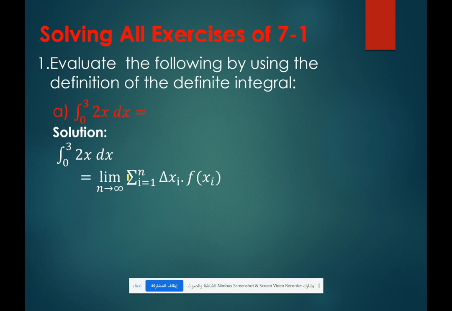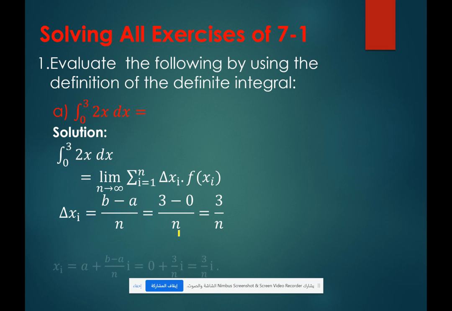To use it, you are going to start by finding the width of this rectangle using the following rule, which is (b minus a) over n, equals (3 minus 0) over n, equals 3 over n. As we said, b equals the highest number, and a you take from the lowest number in the integral, and that will make it 3 over n. And n is the number of rectangles, which is always unknown.